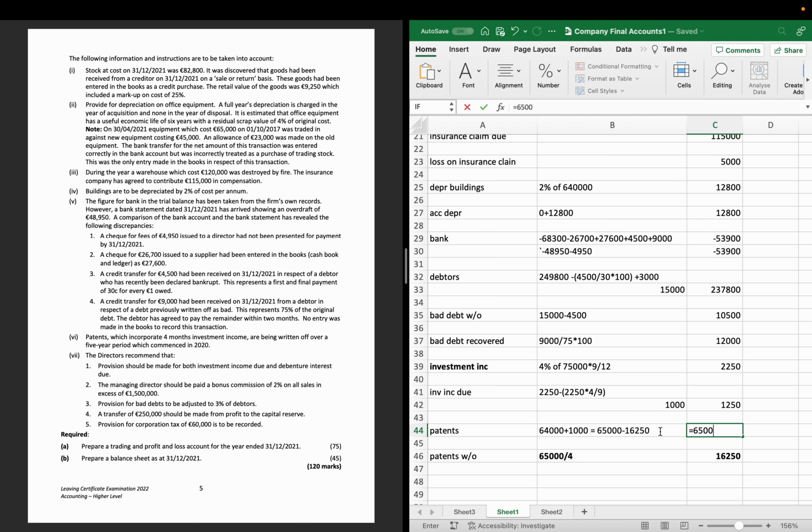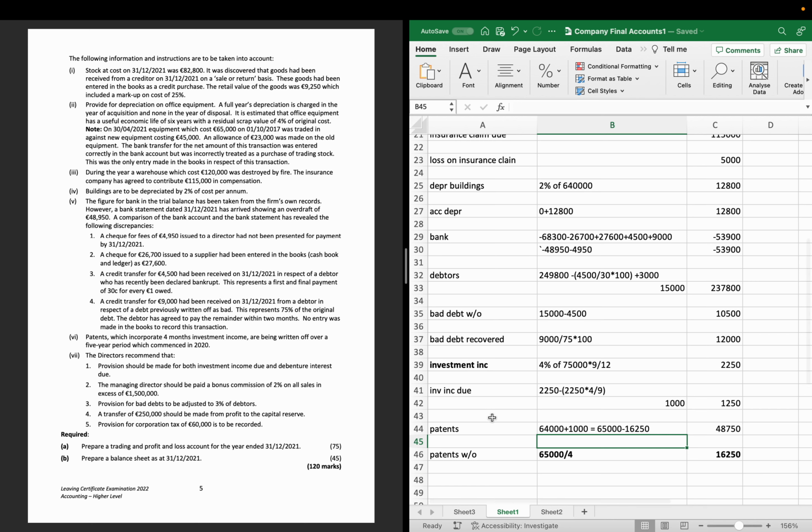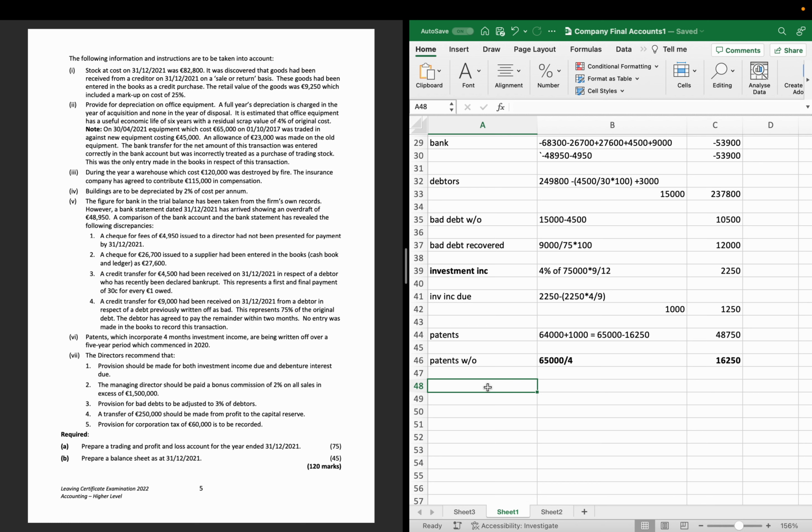So just be very, very careful on the year that it started. If that had started this year, you would divide it by 5, but there's already 1 year's depreciation included. So divided by 4. Now, if I gave you the cost figure, it would have been 76,250, and if you divided that by 5, you get 16,250. But it doesn't give you the cost figure; it gives you the value figure. So that's the patents working. So we're nearly done. It says provision to be made for both investment income due and debenture interest due. Well, we've already done investment income due, so debenture interest due next.